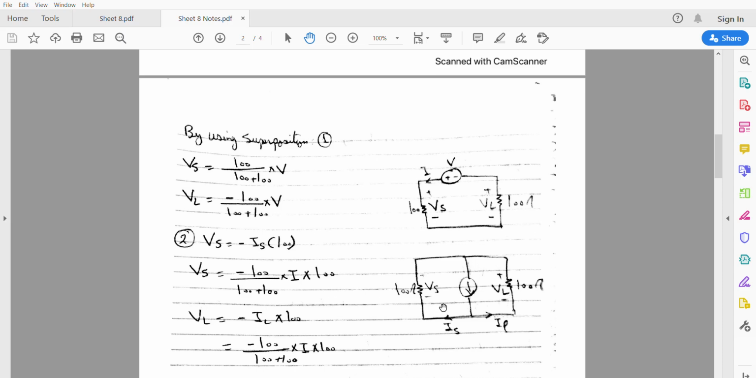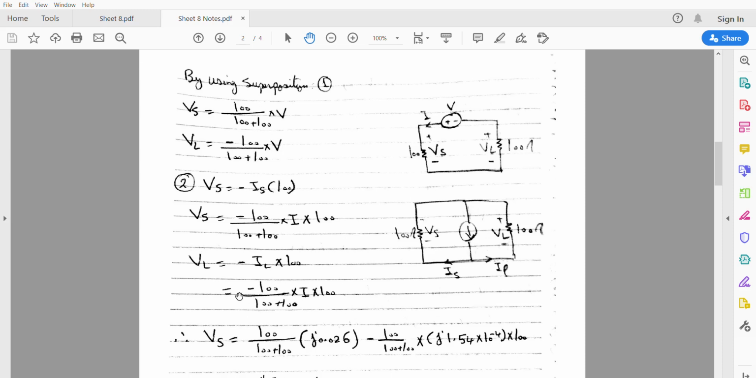The same procedure I am going to take when I need to get the value of VL. So now VL is equal to negative 100 over total resistance multiplied by this resistance multiplied by the total current source.